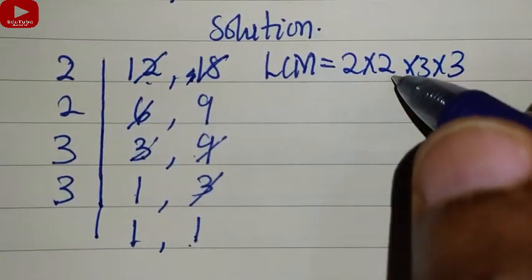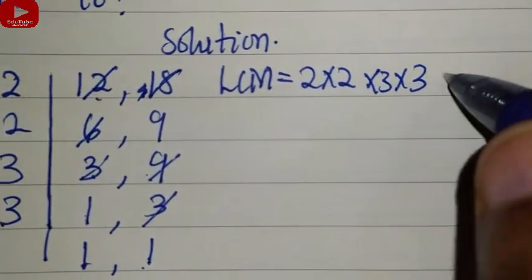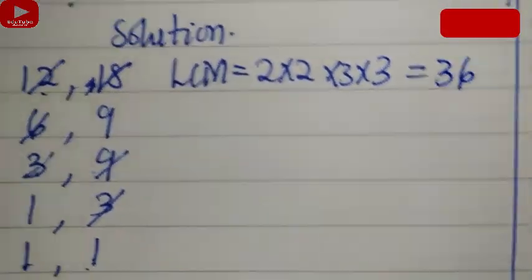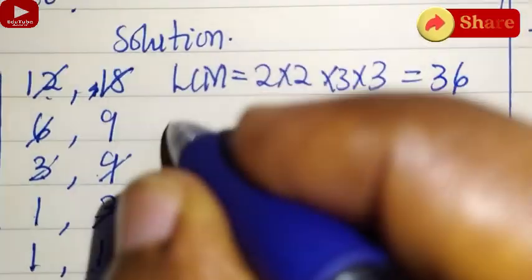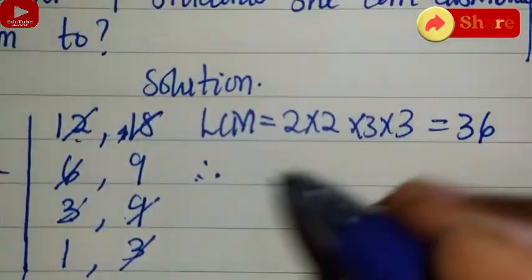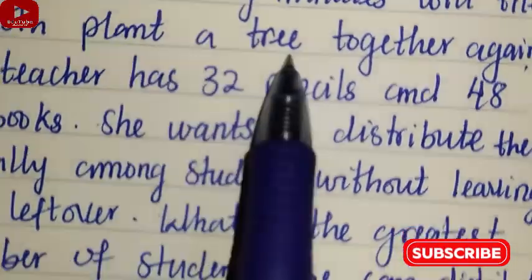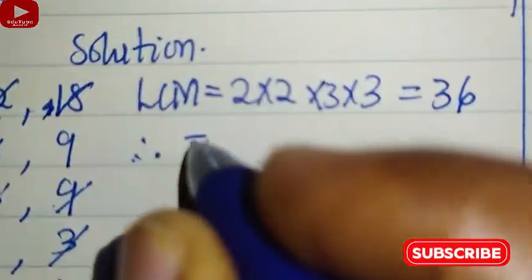So this is 2 times 2, that will give me 4. And then 3 times 3, that will give me 9. So 4 times 9, that will give me what? 36. So therefore, because it's a word problem, I have to express my answer in words. So therefore, the two students will plant a tree together again.